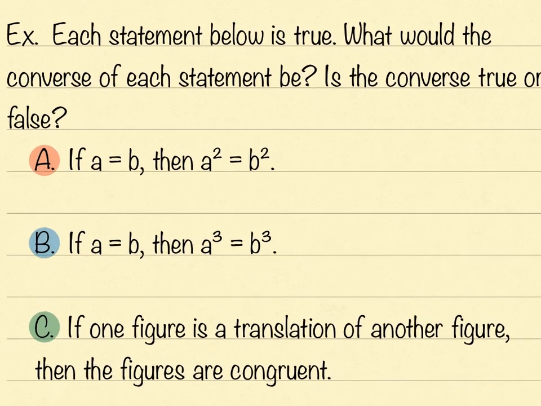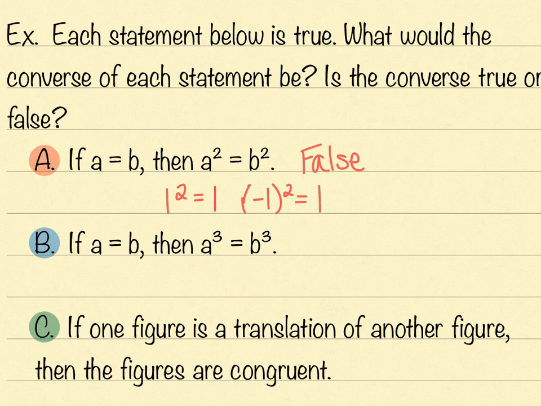squared. And so the converse of that statement, if you switch those if-then statements, would say, if A squared equals B squared, then A equals B. And that's actually not true. This would be false, and I can give a counterexample. When you take 1 and square it, you get 1. When you take negative 1 and square it, you also get 1.